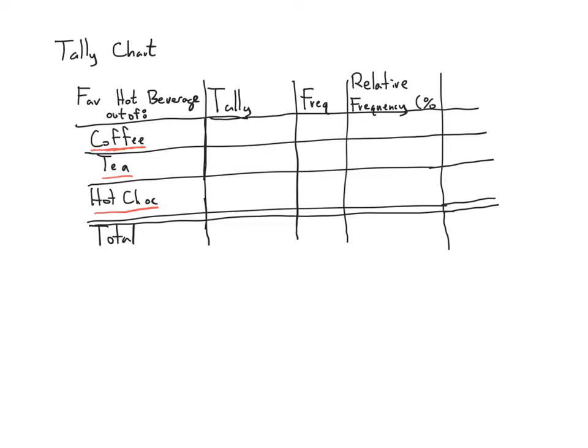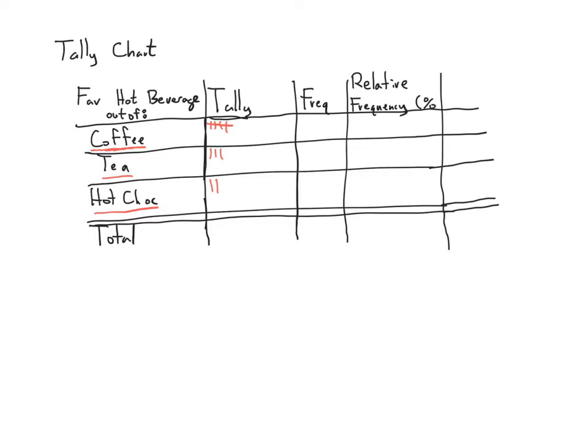So maybe I could just do a little tally thing. So I put a little tick there. That's one tick. Let's say another student said coffee. Okay, so the second student, I'll put another tick. And the third student, if they like hot chocolate, I'll put a tick there for hot chocolate. Tea, fourth student wants tea, so I'll put a tick for the fourth student. And let's say fifth is coffee, sixth is coffee, seventh is hot chocolate, eighth is coffee, ninth is tea, tenth is tea, and so on.